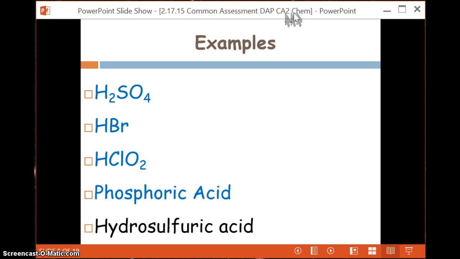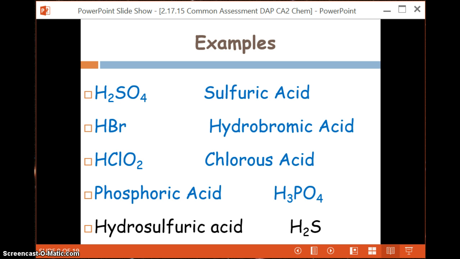Okay, if you're going to name this acid, this is sulfate, so that means the acid has to end in ic, so it becomes sulfuric acid. HBr does not have an oxygen, so it must start with hydro. And of course, this is bromine, so you add the stem bromine here for hydrobromic acid.